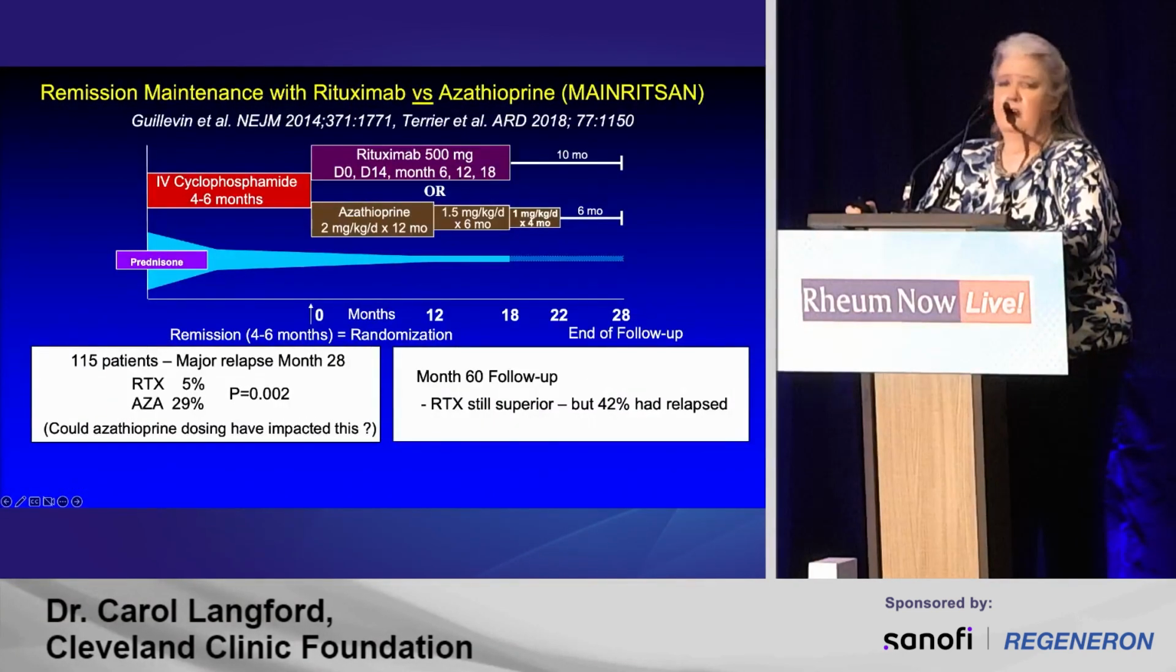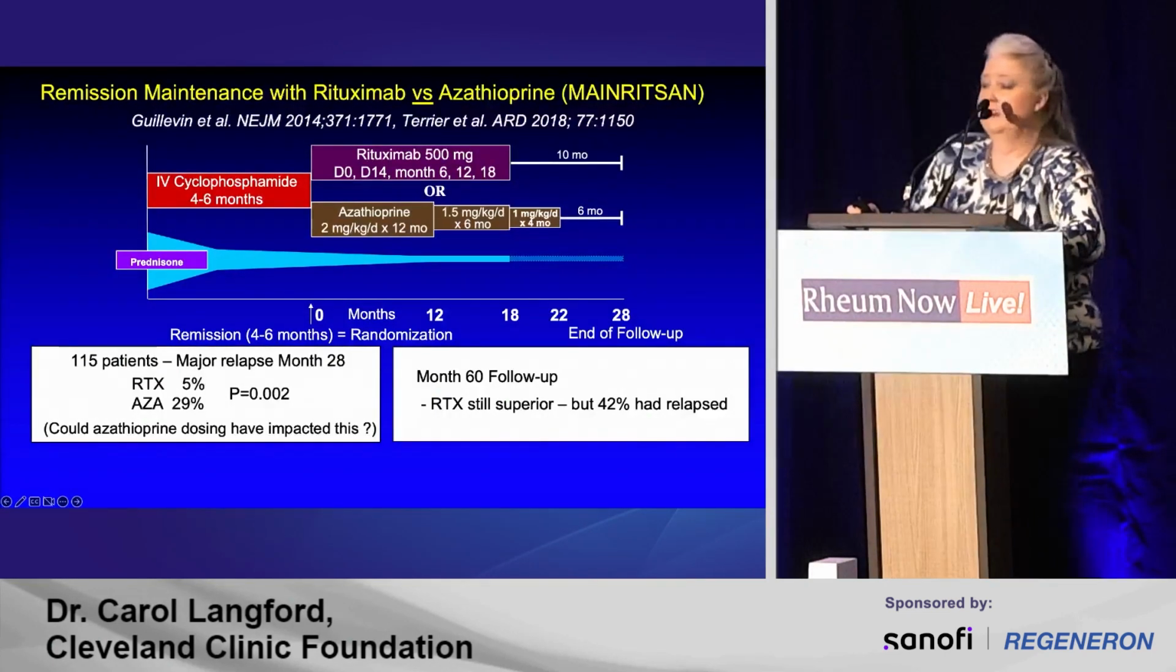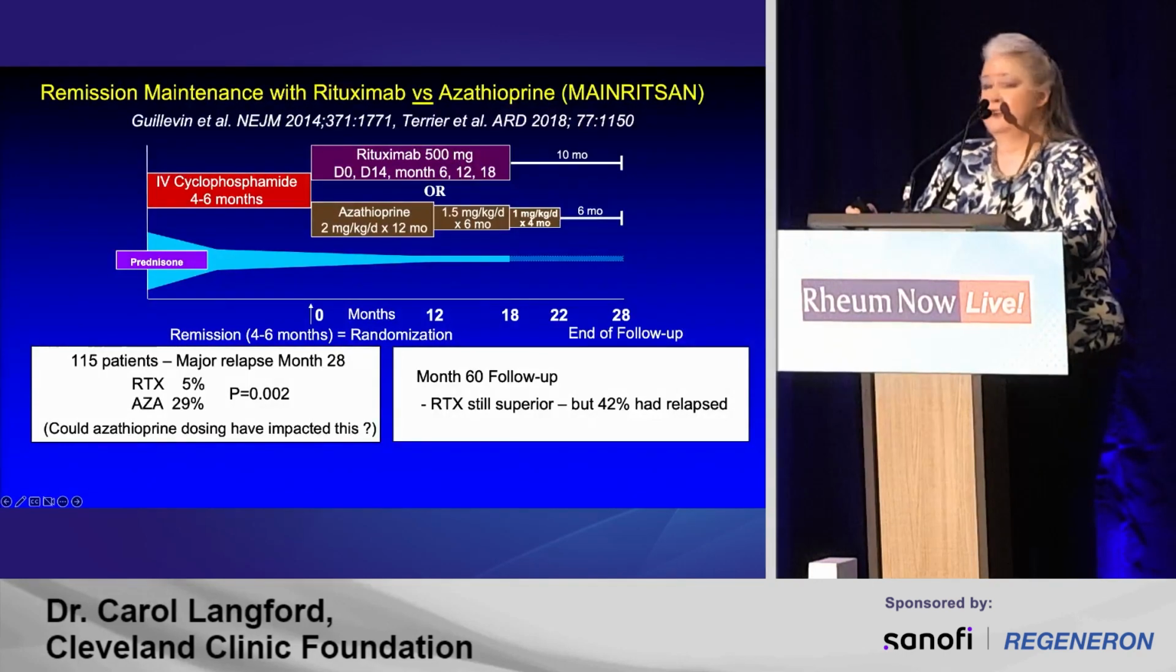Now, the more recent option has been rituximab for remission maintenance, and this has been compared in a number of randomized trials conducted in France. In this first study, the Manritsan trial, rituximab was compared against azathioprine after cyclophosphamide induction, and it was found at the primary endpoint of major relapse at month 28. The rituximab was associated with a far lower rate of relapse as compared with azathioprine.